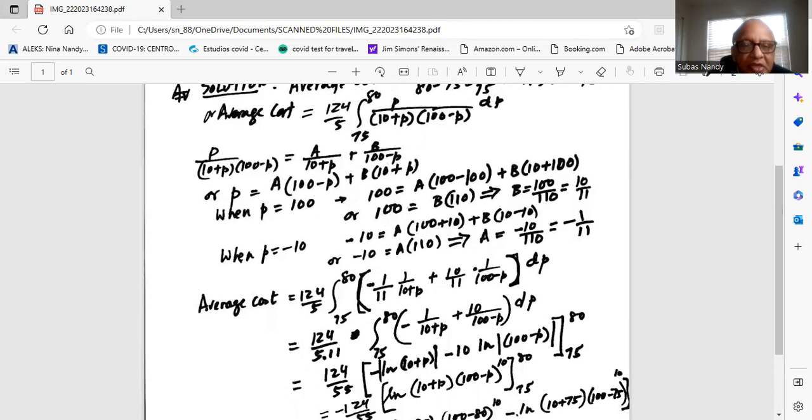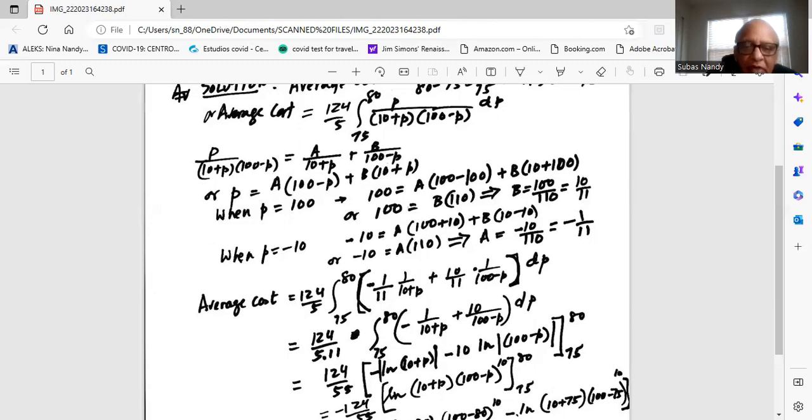So the average cost is 124 divided by 5 times the integral from 75 to 80, substituting the values, of (-1/11)(1/(10 + P)) + (10/11)(1/(100 - P)). We take the 11 from the denominator outside the integration to get 124/(5 times 11) times the integral from 75 to 80 of (-1/(10 + P) + 10/(100 - P)) dP.